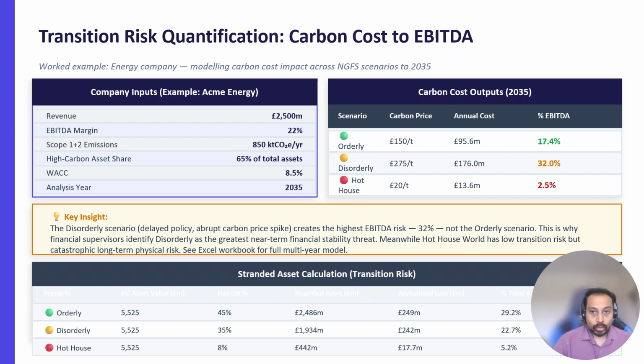So let me walk you through the worked transition risk example from the Excel workbook. I will explain in slides first, and then we will walk through the detailed example, once we have the transition risk and physical risk understanding through the slides. So first let's start with the transition risk.